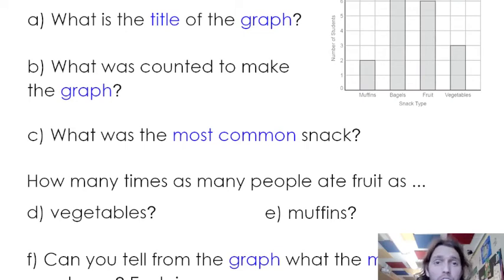Alrighty, so we're going to look here. Let's take a look at what is the title of the graph. So as we can see, where do titles always go? At the top. So the title of the graph should be Snacks Eaten Today.